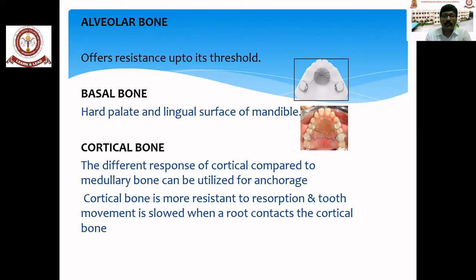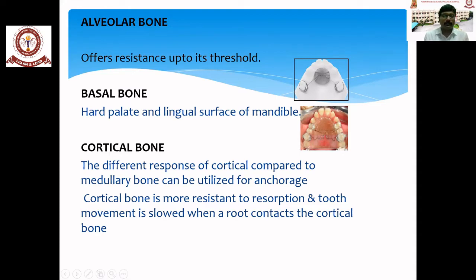Here in this picture, you can view the Nance palatal arch, which takes support from the anterior part of the palate, and then the distalization appliance, a pendulum appliance, which takes anchorage from the tooth as well as from the palate. And then cortical bone.